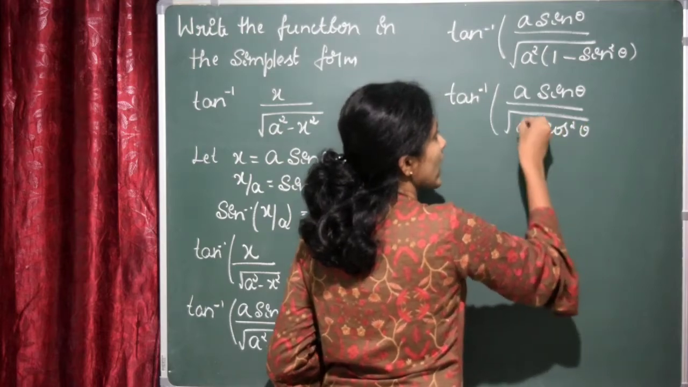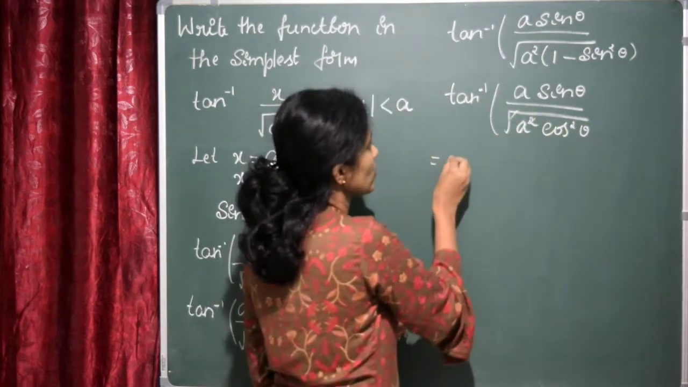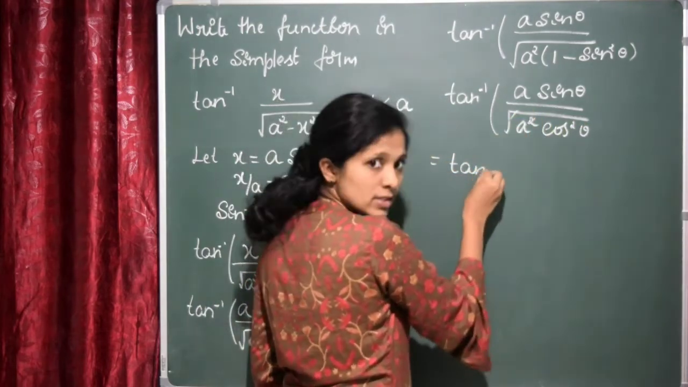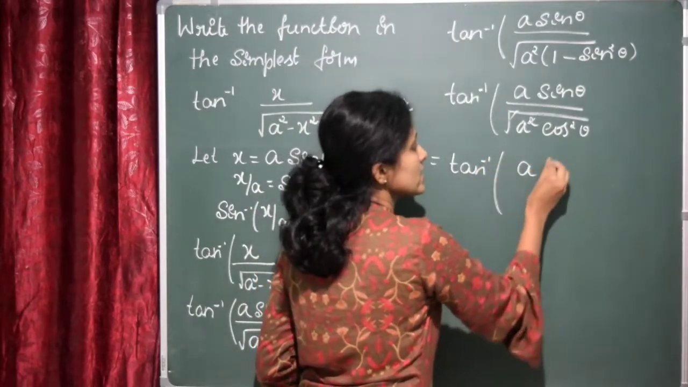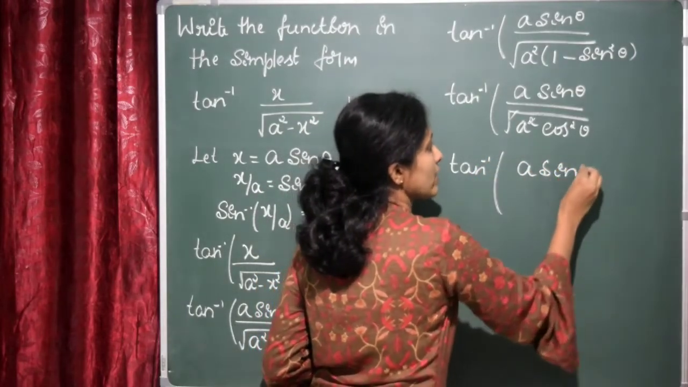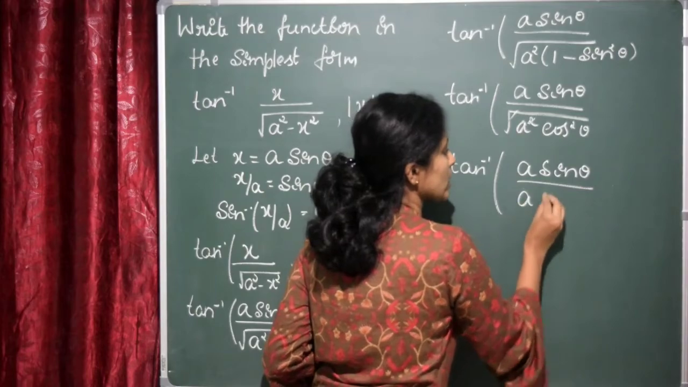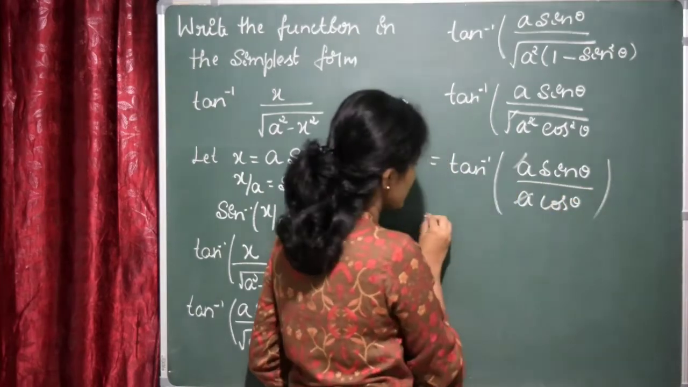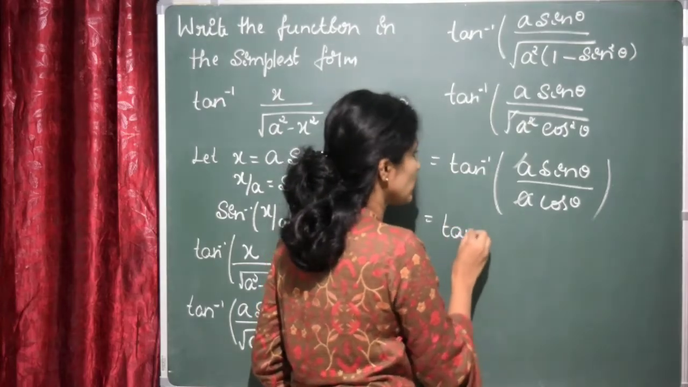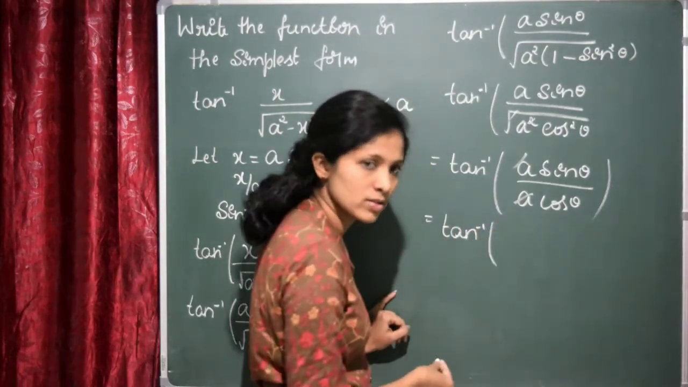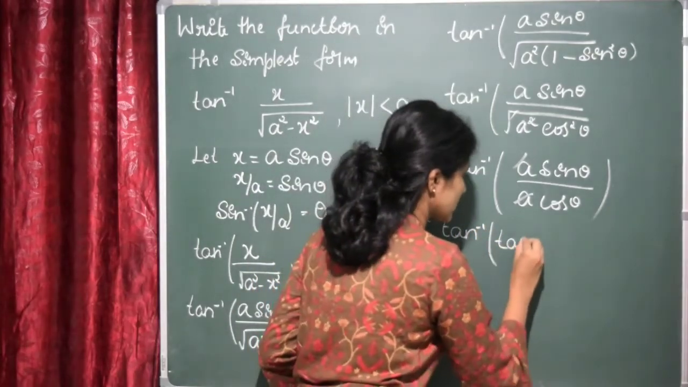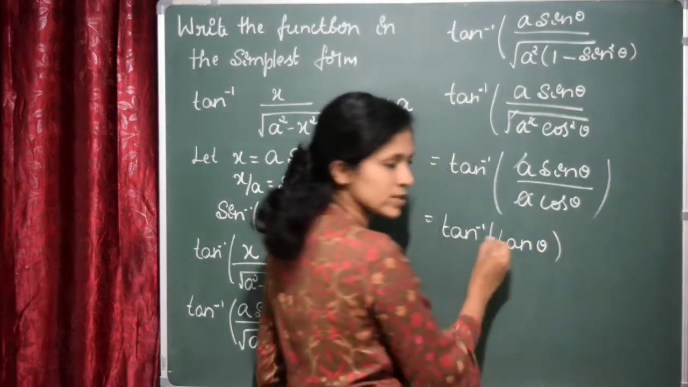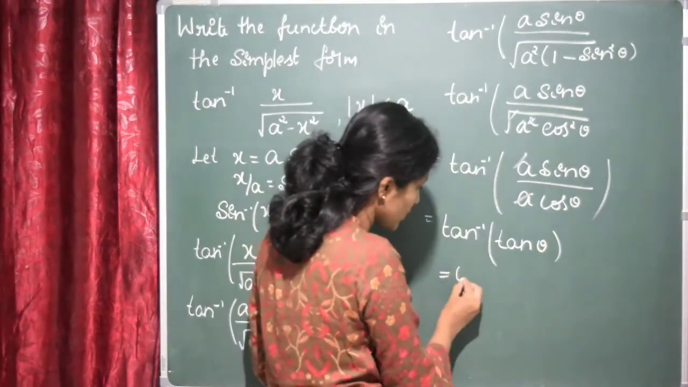So here square and square root will get cancelled. This is equal to tan inverse of a sin theta divided by a cos theta. So here you can cancel a and a. So this is equal to now tan inverse of sin theta by cos theta, which will be tan theta. So tan inverse and tan will get cancelled. This is equal to theta.